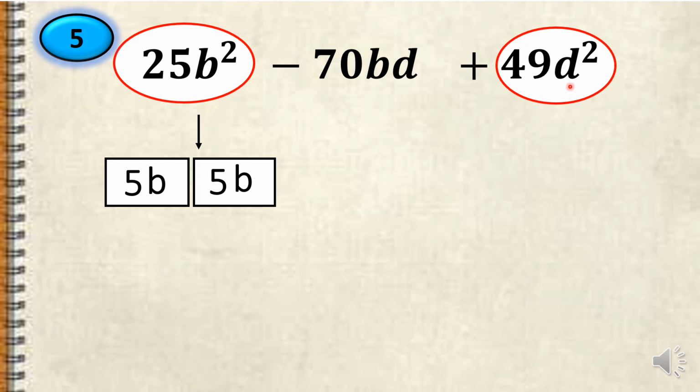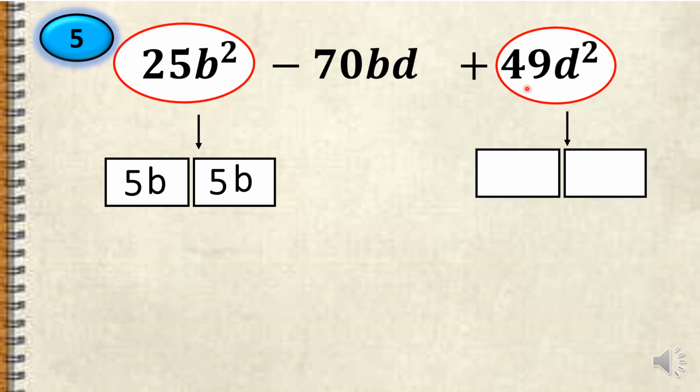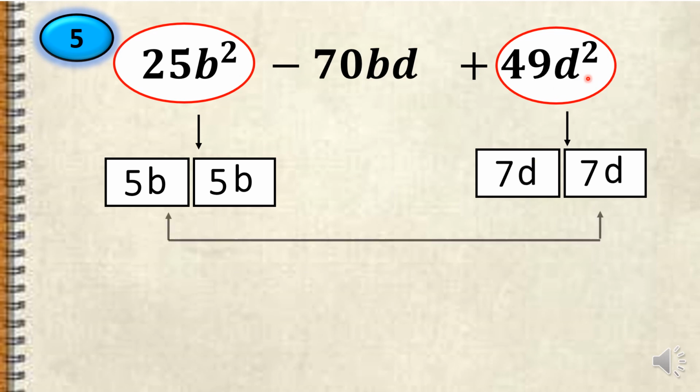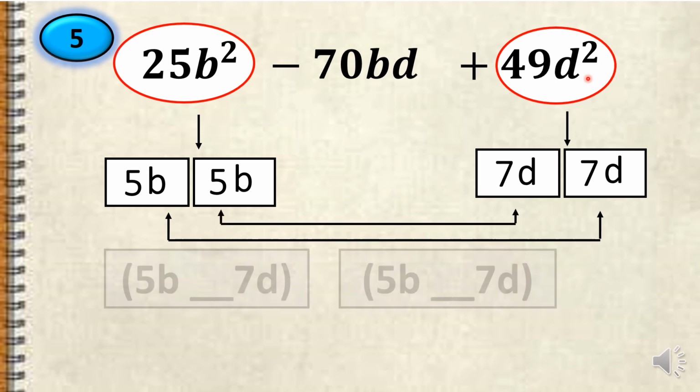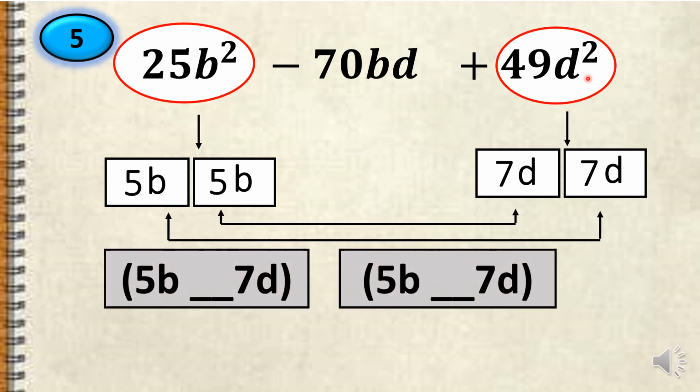So you have to take the square root of 49. So that is 7 times 7. Then factor d squared. So you have d times d. Okay, then do the pairing. So you have now, inside the parentheses, 5b, 7d, then 5b, 7d.